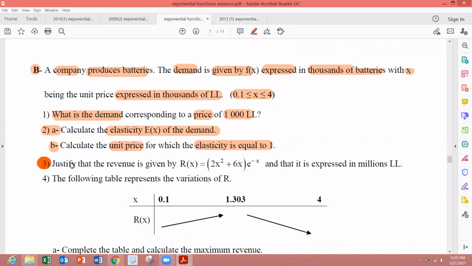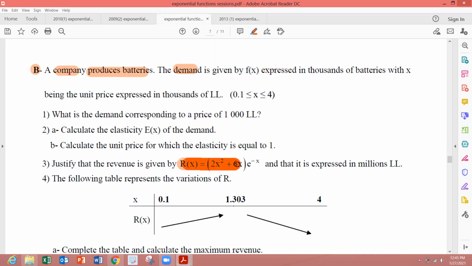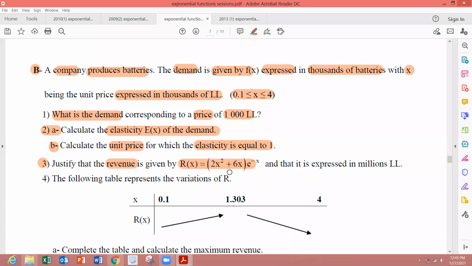Part 3. Justify that the revenue Rx is given by this function. George, what is the rule for the revenue? Price over unit price. No, something else. Here I don't have price over unit price. Demand times price. Okay. Another rule for the revenue. It is correct, George, but it does not work for this exercise. Revenue, as Vanna said, is equal to the price times demand.